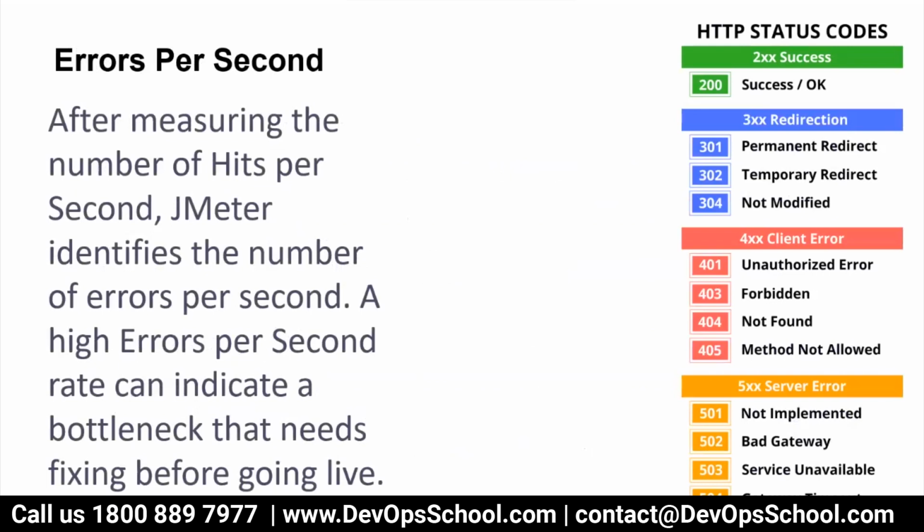Errors per second. Out of 100, how many errors do we have per second? Look at the table on the right side, you will understand that 4xx and 5xx responses are considered errors, client error and server error. Are you comfortable with that concept, HTTP errors, all of you? Yes.